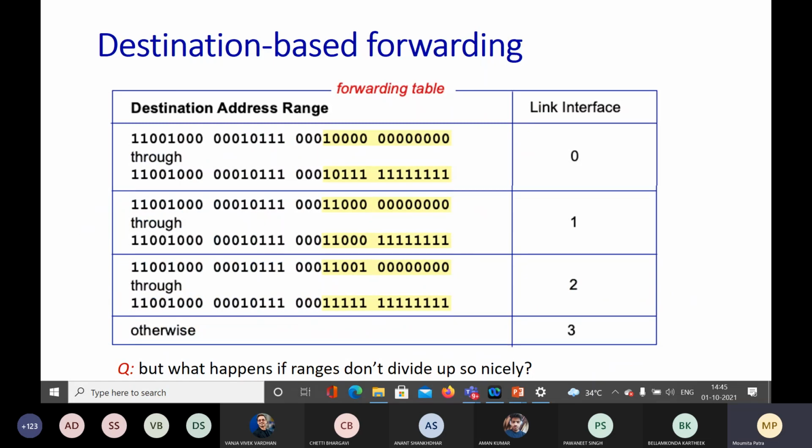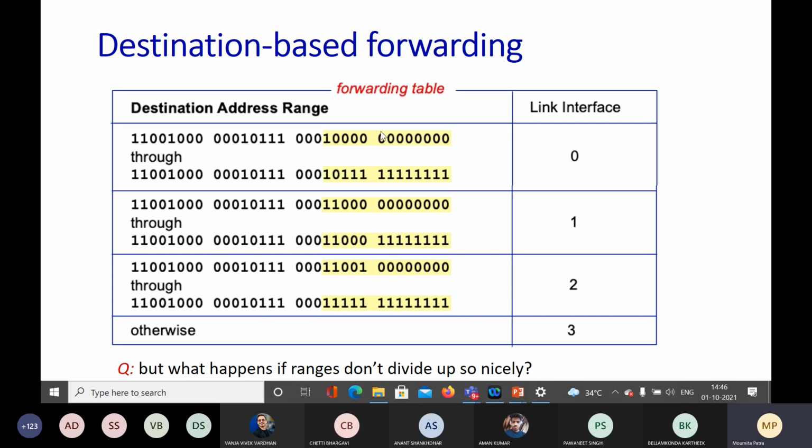Since I was talking about that, this is the one that we are going to see. When we are doing destination based forwarding, what happens in that case? This is how a typical forwarding table looks. Here we can see that the destination addresses are divided into different ranges. These are IP addresses, and this is a range given here. Given this range, you can transfer the data to the corresponding link interface.